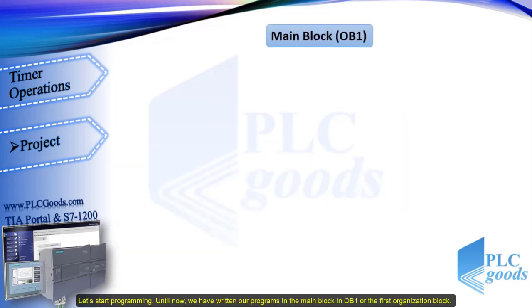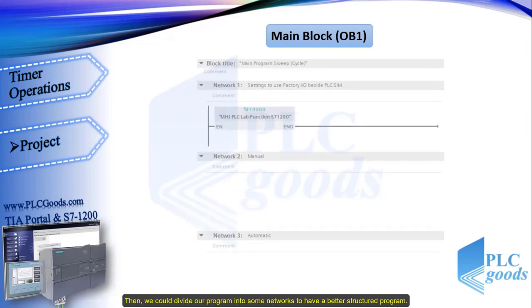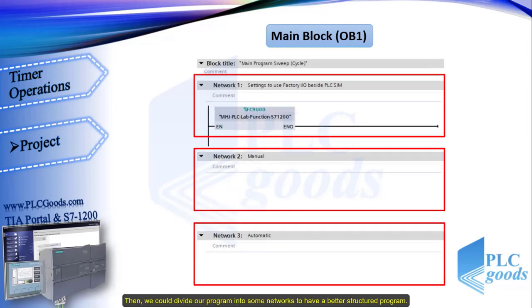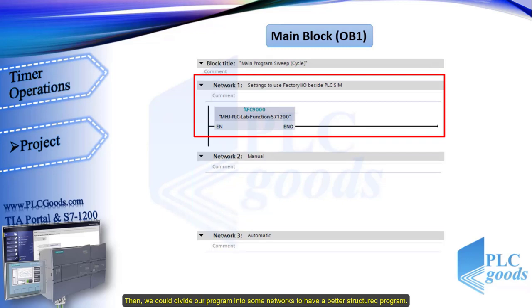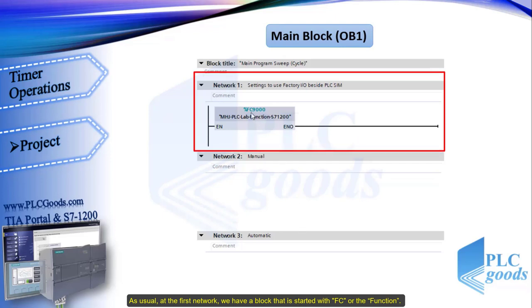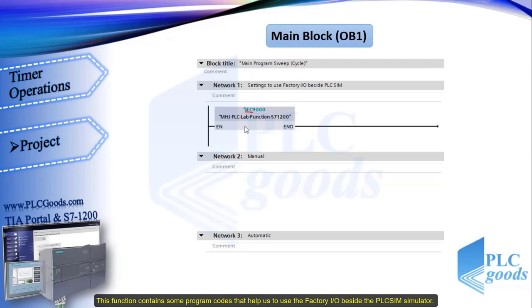Let's start programming. Until now, we have written our programs in the main block in OB1 or the first organization block. Then, we could divide our program into some networks to have a better structured program. As usual, at the first network, we have a block that is started with FC or the function. This function contains some programs, codes, that help us to use the Factory I/O beside the PLC sim simulator.